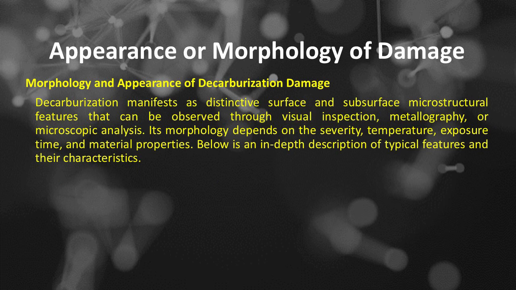Morphology and appearance of decarburization damage. Decarburization manifests as distinctive surface and subsurface microstructural features that can be observed through visual inspection, metallography, or microscopic analysis. Its morphology depends on the severity, temperature, exposure time, and material properties. Below is an in-depth description of typical features and their characteristics.